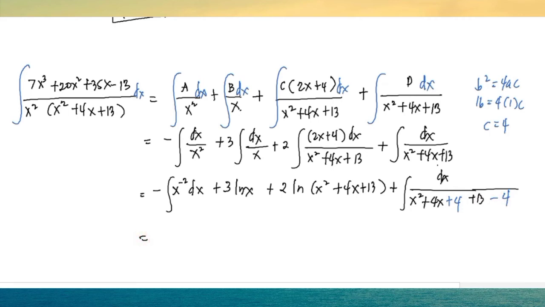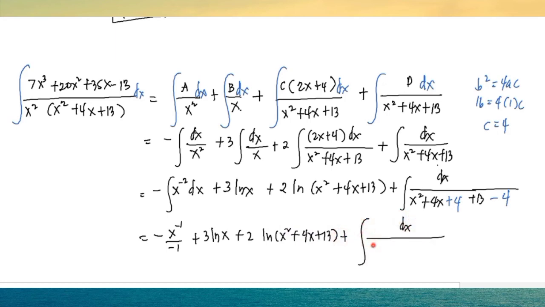So in here, our formula, n plus 1 over n plus 1, we have negative x to the negative 1 over negative 1 plus 3 ln x plus 2 ln of x squared plus 4x plus 13. And here we have the integral of dx over, so this is x plus 2 square plus, so 13 minus 4 is 9, and this is 3 square.